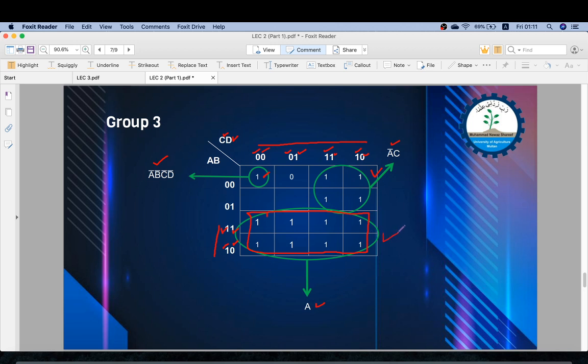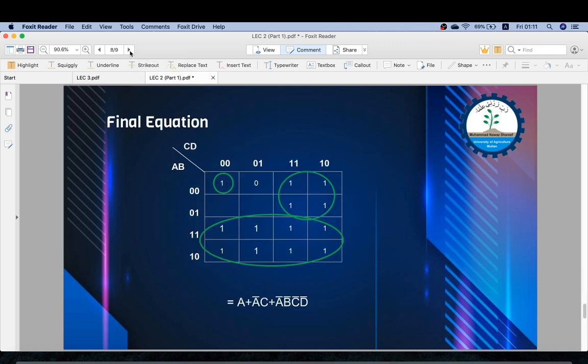What about the third group? In our third group, it was the biggest group, so the equation is the smallest compared to group 1 and 2. Let's see if there is one more group or not. I think only 3 groups are there. Yes. So the final equations for these groups are A for group 3, A complement C for group 2, and A complement, B complement, C complement, D complement for group 1.